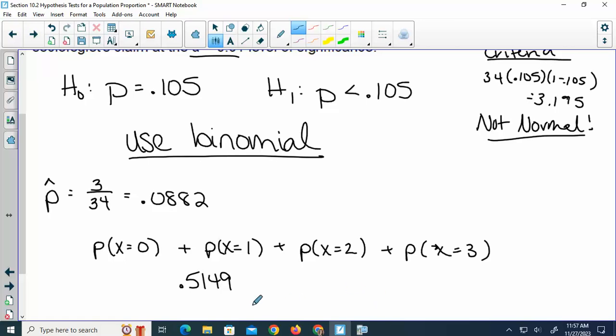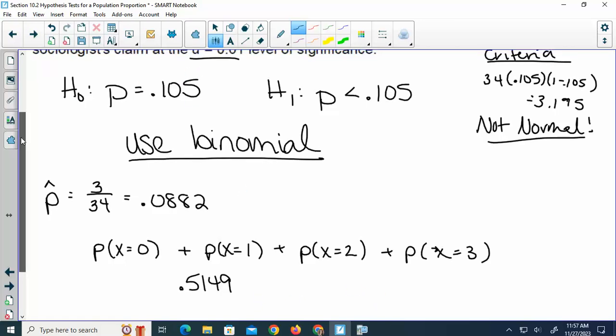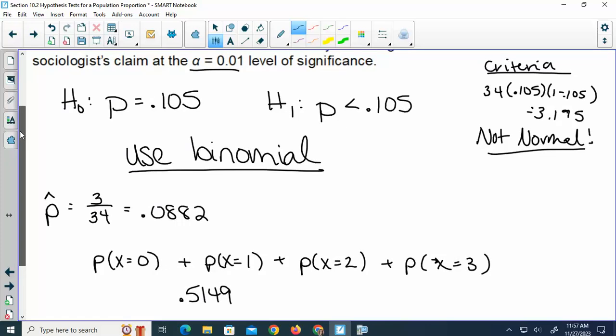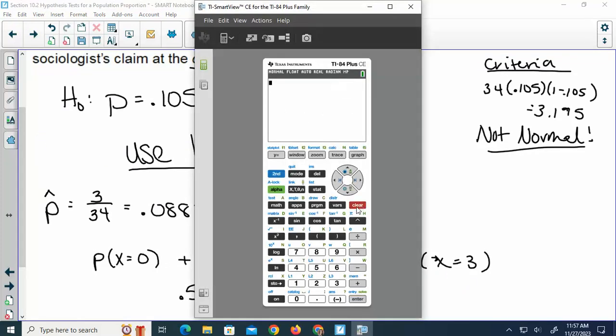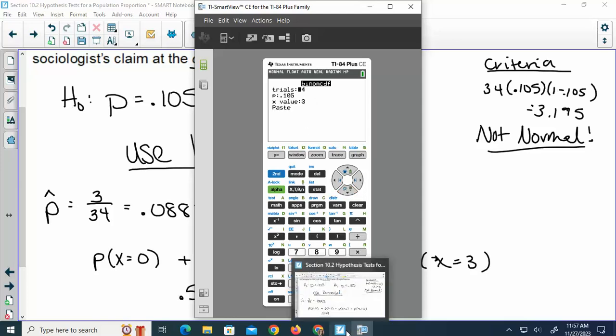Okay. Is that something that would lead me to reject or not reject? How do you get that on the calculator? Go second, vars, and down to letter B, the binomial CDF. The trials is your n, the probability is from the null hypothesis, and then our x is the 3 that she had in her trial.